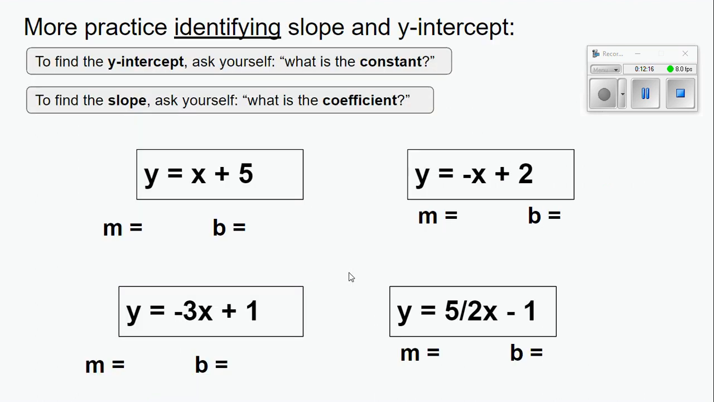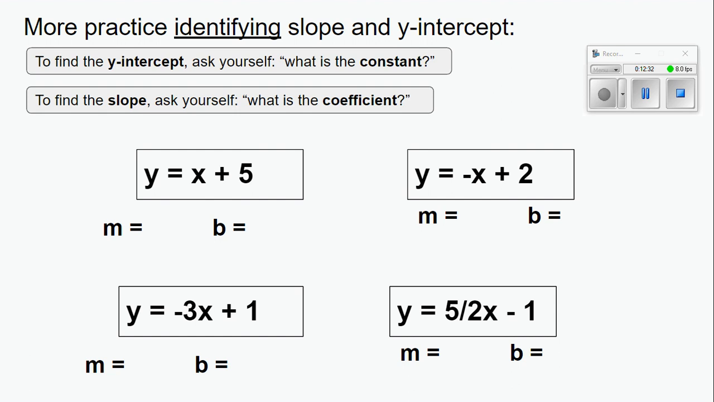All right, here we're going to practice. We're on page 10 in your notes. We're going to practice together. Just if you see an equation, how to identify the slope and the y-intercept, what m and b are. Again, it's the same thing as being able to identify a coefficient and a constant.